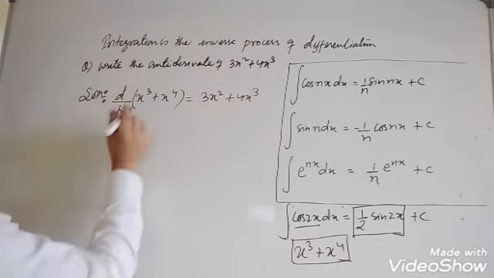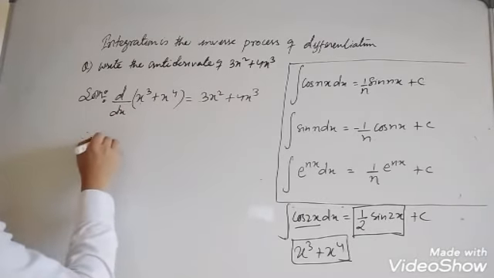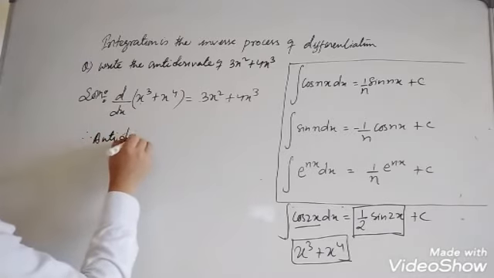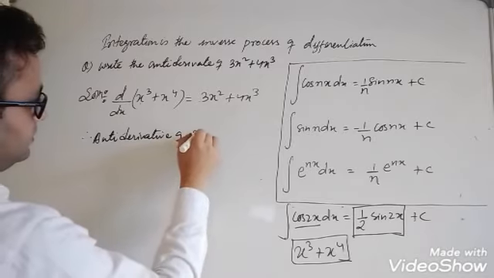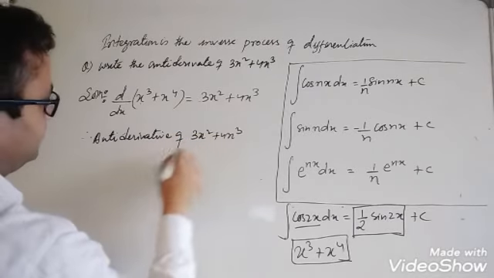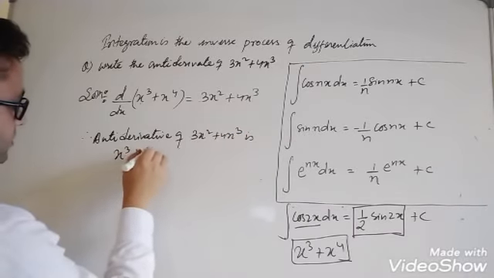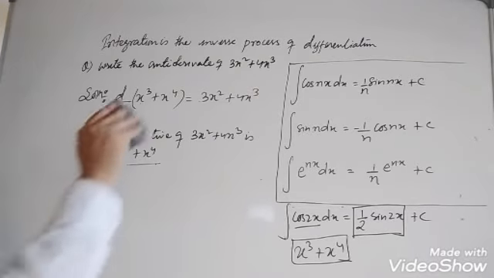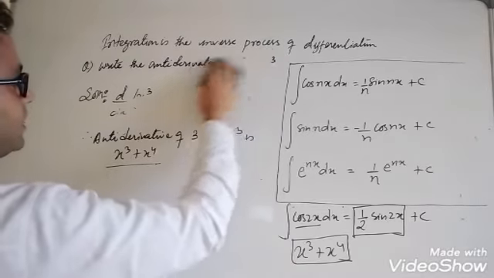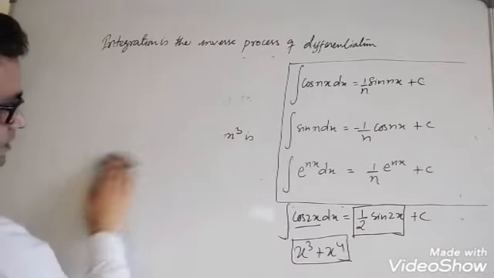So the antiderivative of this is this. Therefore, the antiderivative of 3x square plus 4x cube is x to the power 3 plus x to the power 4. These are examples of the inspection method. Now let's take some examples of indefinite integral. After that we will start exercise 7.1.